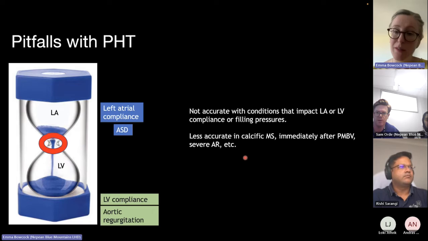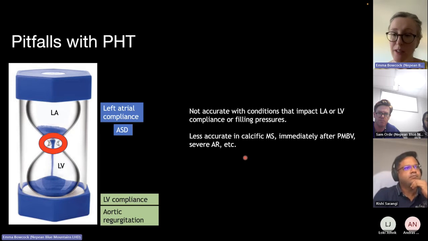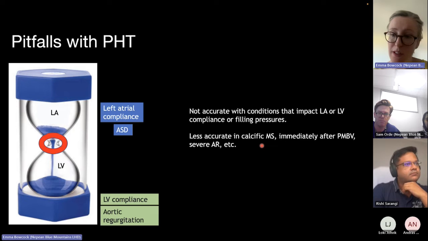So it's not that helpful if you've got conditions that impact LV compliance or LA compliance, and this is going to be like elderly patients with diastolic dysfunction, or severe AR. As I said already, it's less accurate in the calcific mitral stenosis group. I'm not sure of the latest literature on all of that, but that's generally how it's taught. And we shouldn't be using pressure half time after balloon valvuloplasty because it's inaccurate. That's because you've got lots of quick changes to your left atrial compliance after those procedures.